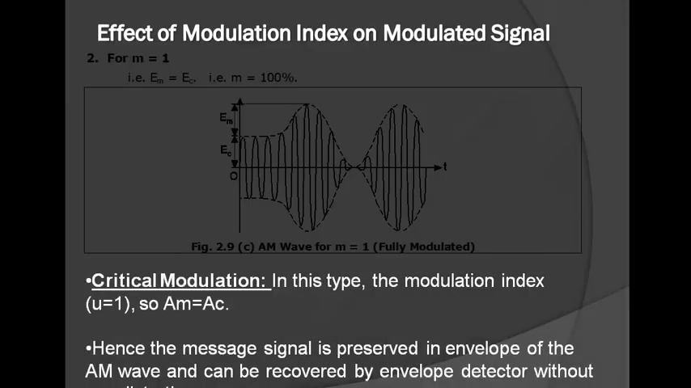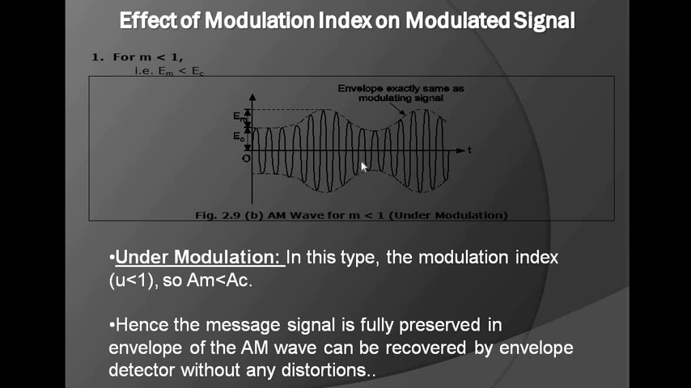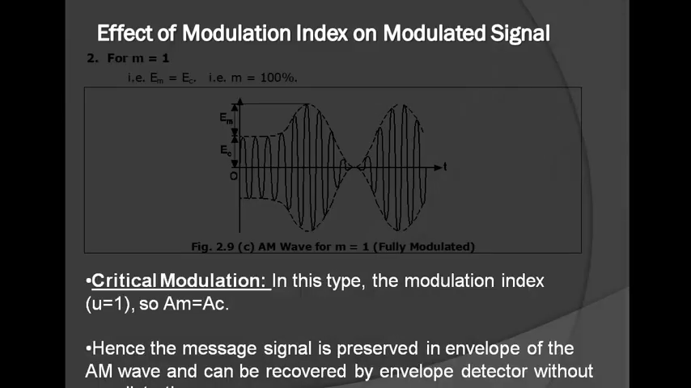Then the second thing is critical modulation. Now see what is meant by critical modulation. In this critical modulation, your modulation index is 100%, meaning 100% you have modulated your wave. 100% of the carrier has taken your message signal. In this kind of modulation, the modulation index mu equals 1, meaning the amplitude of your carrier and the amplitude of your message signal, or the modulating signal, will be the same. There are no extra signals, and not less either.